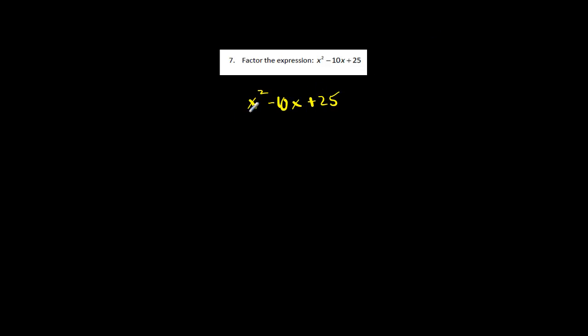This is a perfect square. It's x. This is a perfect square. That's 5. If I multiply those, and then multiply it by 2 afterwards, do I get 10x? Yes. So it is special. It's x. Then you've got your 5. Then that sign drops down. So it's x minus 5 squared.